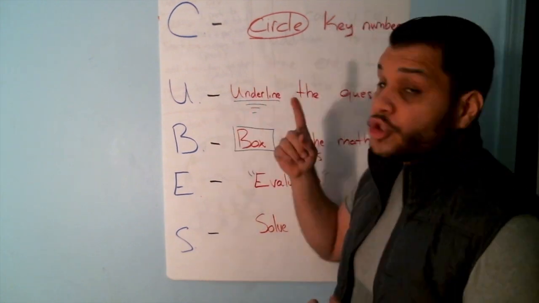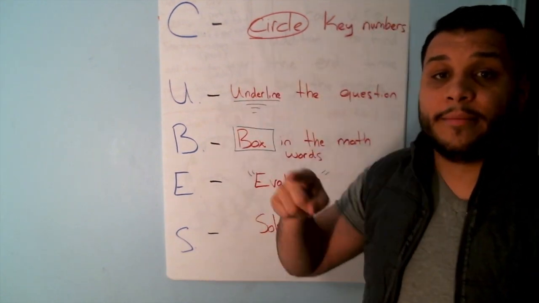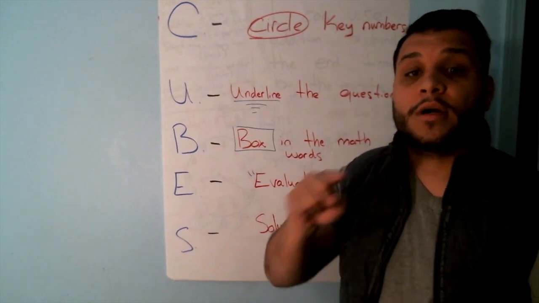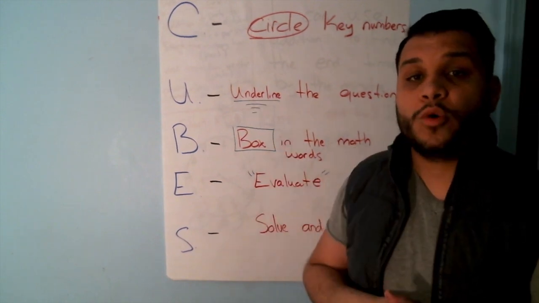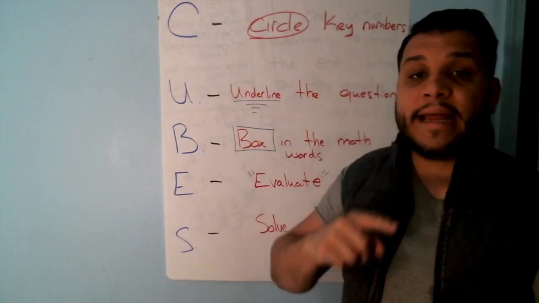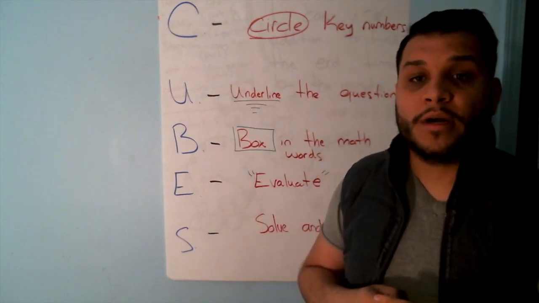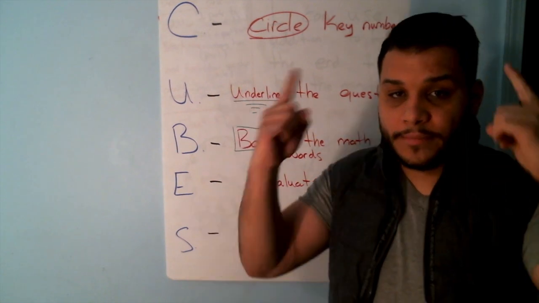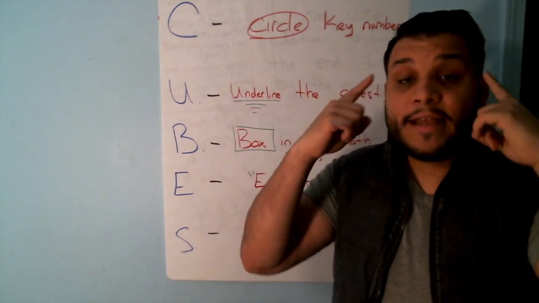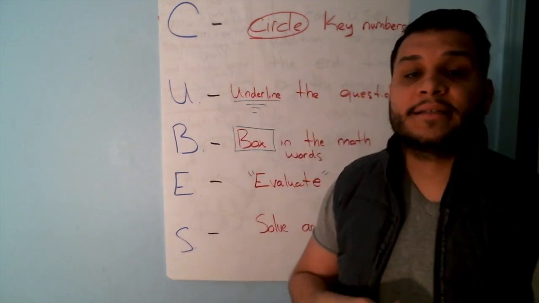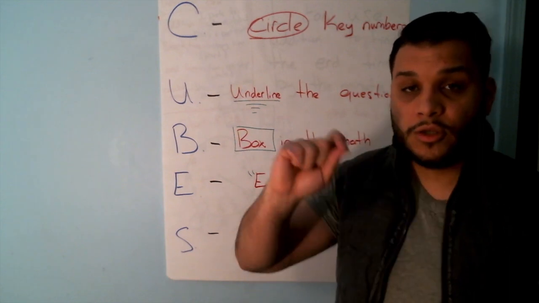C stands for circle key numbers. U stands for underline the question. B stands for box in math words. E stands for evaluate, and S stands for solve.